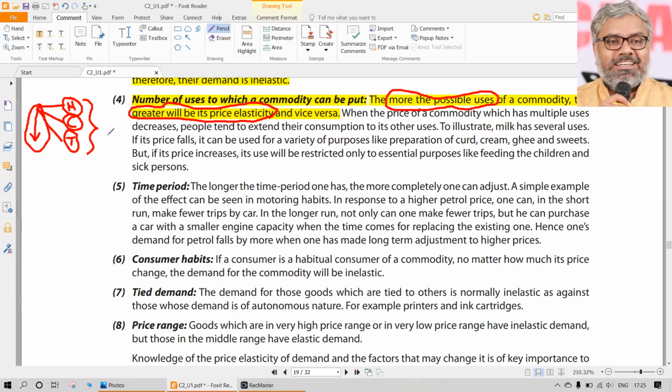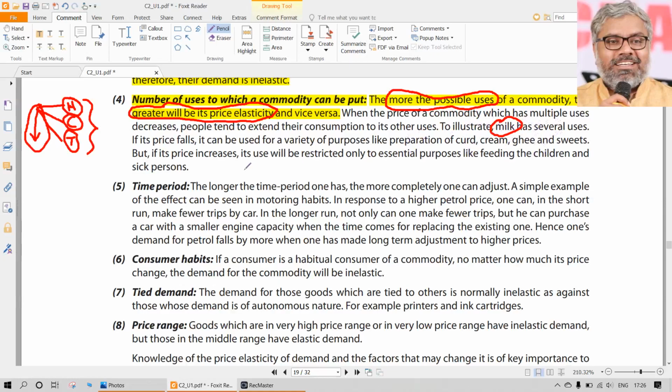When commodities have multiple uses, the price elasticity will be higher. They will be relatively price inelastic when they have fewer uses or only one use and not much of the other uses; then their price elasticity will be lower. One example here is milk, which has several uses. Directly it can be consumed, or it can be used for the preparation of many things: curd, cream, ghee, sweets, buttermilk, lassi, paneer, everything can come from milk. So there are multiple uses.